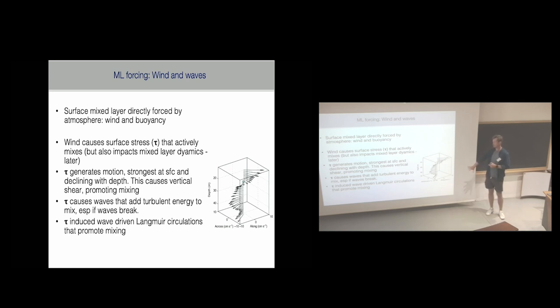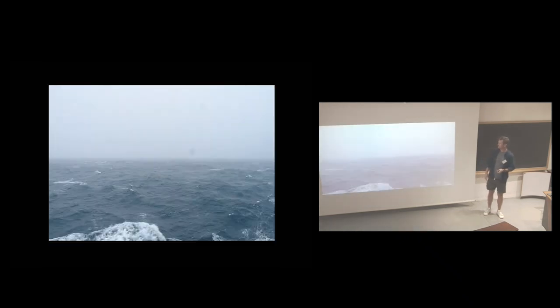And this is really something that has been revived in the research space, is understanding the impact of Langmuir cells and circulation in Southern Ocean mixing, where waves and winds are very strong.